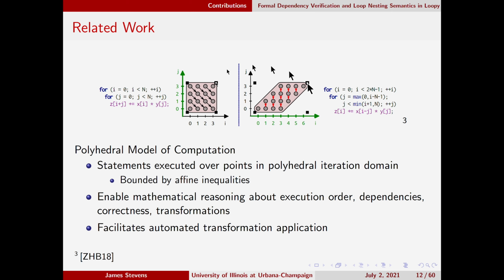Loopy uses a polyhedral-based approach to representing programs. Some characteristics of the polyhedral model of computation are summarized here. Statements are executed over points in a polyhedral iteration domain, which is bounded by affine inequalities. This enables mathematical reasoning about execution order, dependencies, correctness, and transformations, which facilitates automated code transformation.